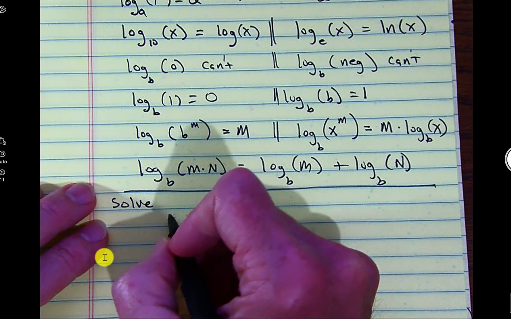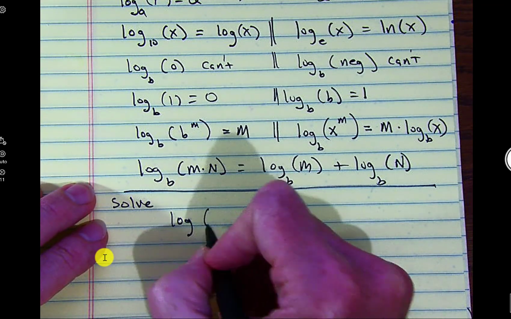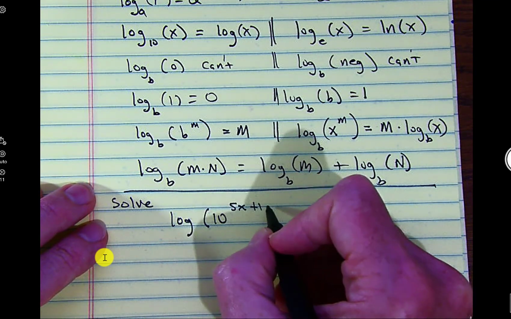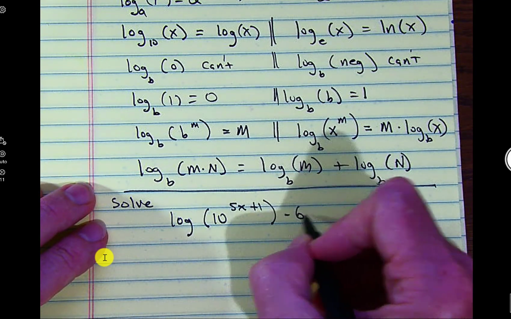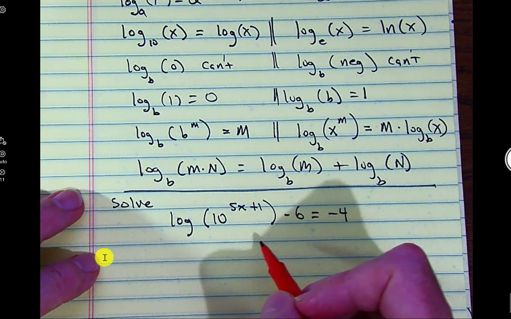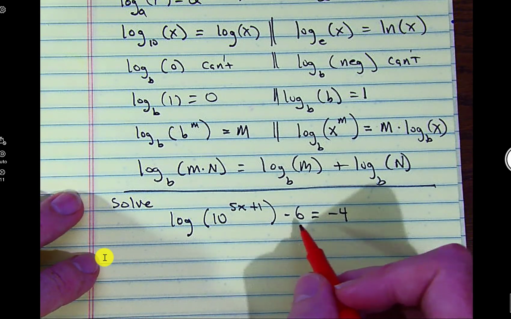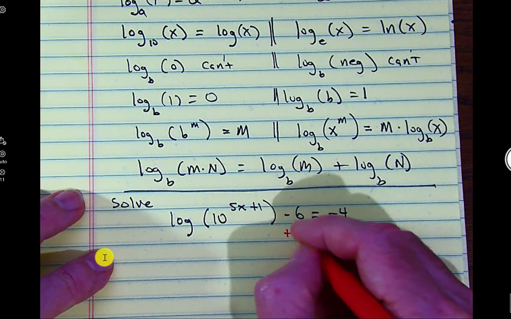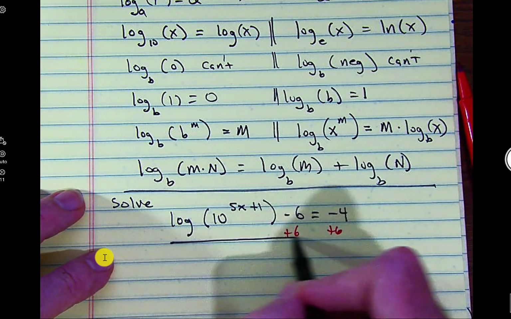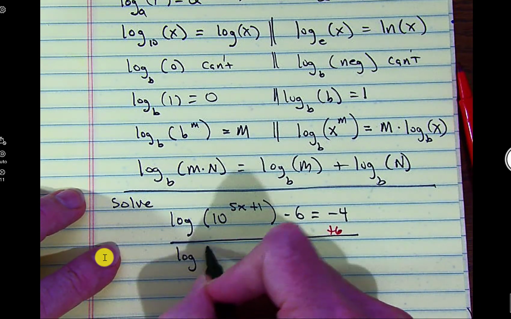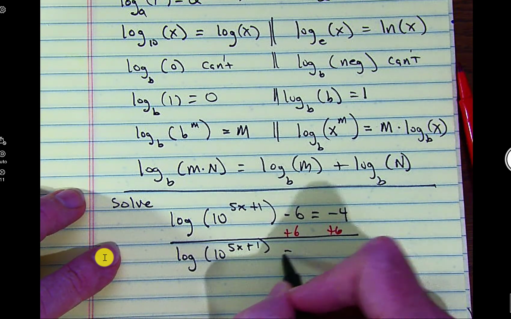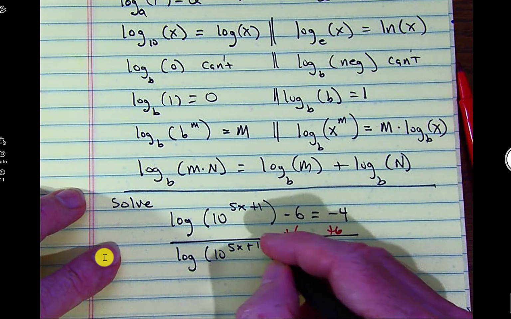Let's solve log of 10 to the 5x plus 1 power, minus 6, equals negative 4. So I need x by itself. Well, subtracting 6 isn't going to help me with the log at all, so let's get rid of the 6. Easy to get rid of. Now the log is isolated, and it equals 2.